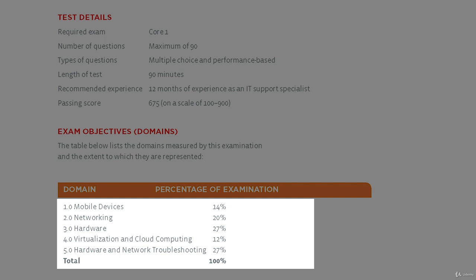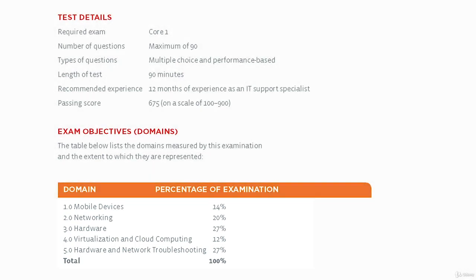All right. All CompTIA exams are broken down into domains. The domains are the level 1 objectives that give you an idea of the big areas that they're going to be covering. They also give you percentages. So let's check all this out. So domain 1.0 is mobile devices, that's 14%. Domain 2.0 is networking at 20%. 3.0 is hardware at 27%. Virtualization and cloud computing, 12%. And hardware and network troubleshooting, 27%.